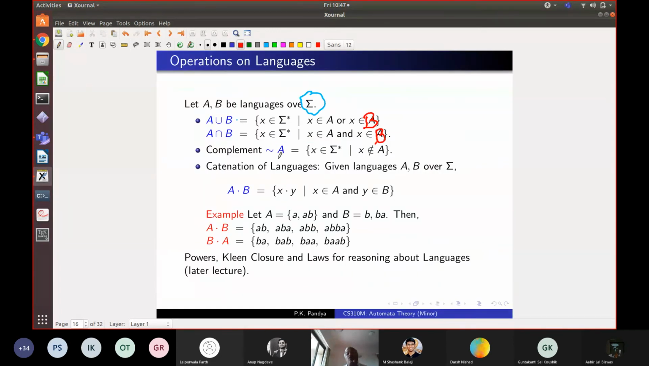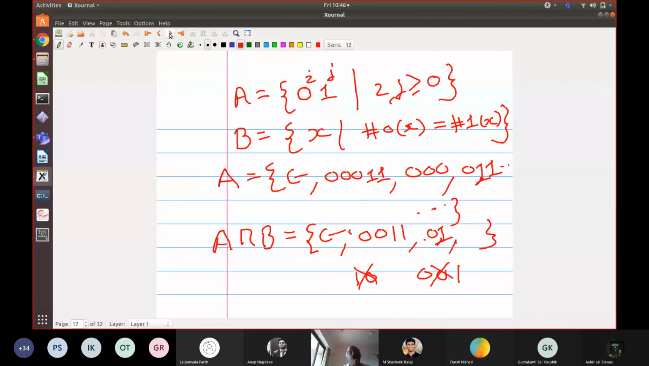Okay. You can also define the complement of a language. What is the complement of a language? All those words in sigma star which are not in A. So you take an arbitrary word in sigma star, determine if it is in A. If it is in A, don't include it in this language, not of A, or complement of A. If it is not in A, include it. So is the idea of complement clear to you?